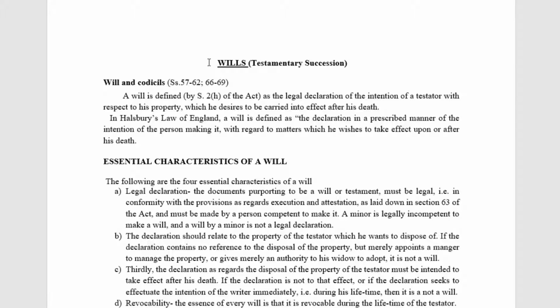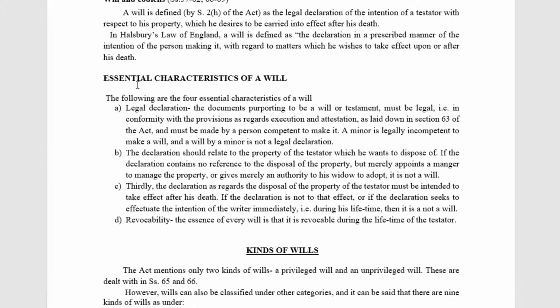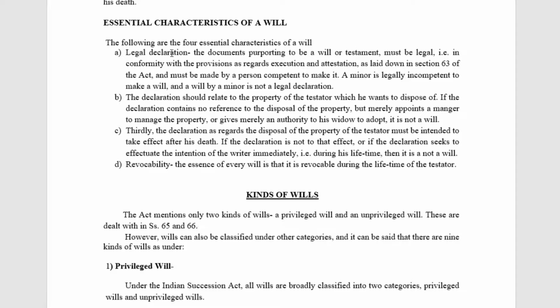So with regard to wills and codicils, we can see the provisions from sections 57 to 62 and 66 to 69. So let us see what we can evince out of this definition. So this can be seen under the different characteristics of the will.